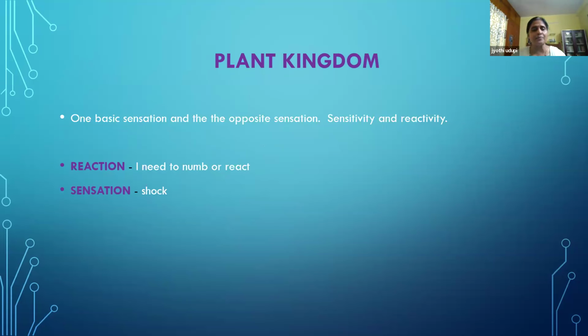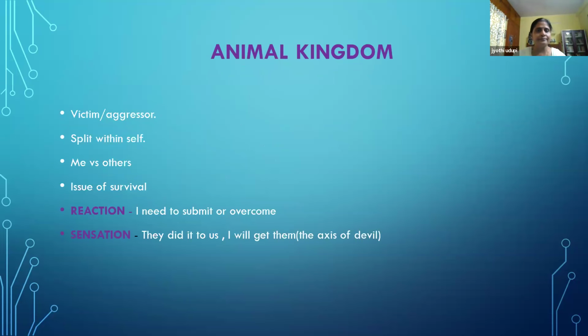So what does the plant kingdom say? Basic sensation and opposite sensation. That is sensitivity and reactivity. Reaction is, I need to numb or react. Sensation is shock. Animal kingdom patients talk about victim and aggressor, split within self, me versus others, issue of survival. Reaction is, I need to submit or overcome. Sensation is, they did it to us, I will get them.